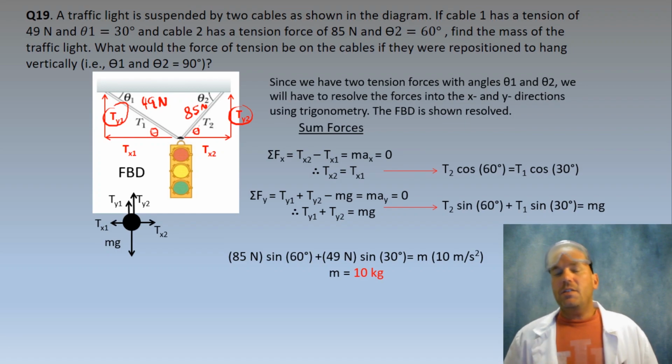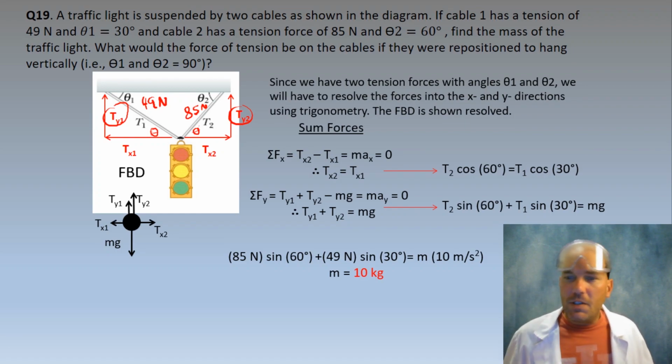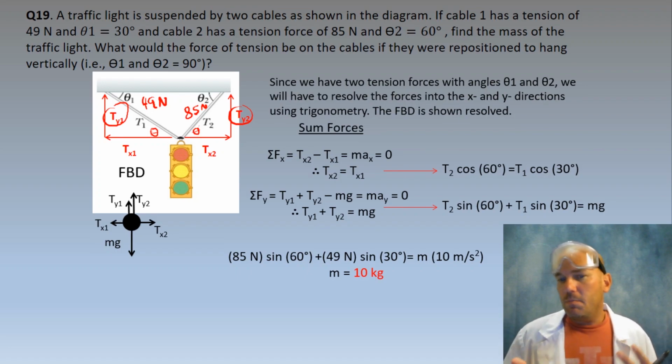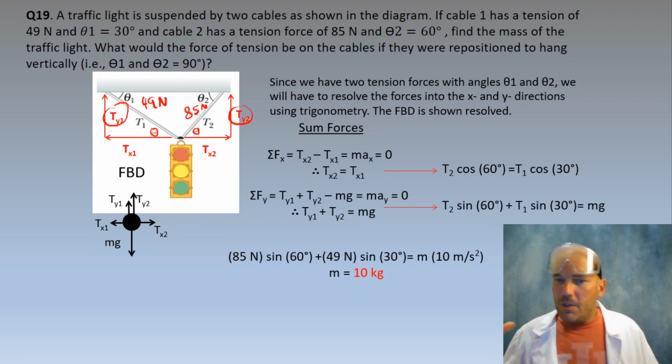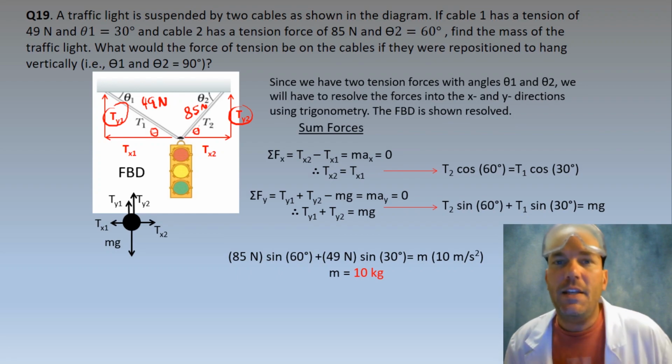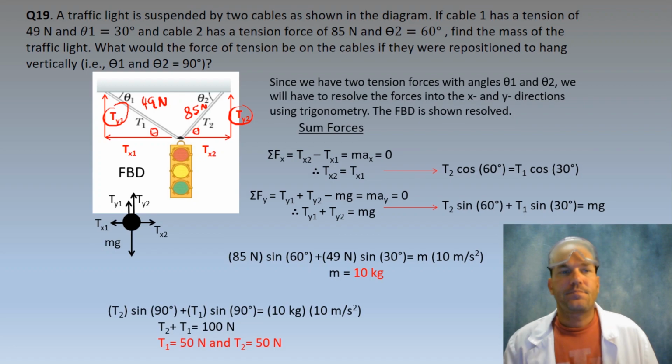Now we can actually look at finding a solution here for the mass, because we know the resultant vectors are 85 newtons and 49 newtons. We have our trig, we have it resolved. We know the acceleration due to gravity is 10 meters per second squared, which means we can rearrange this and solve for the mass being equal to 10 kilograms.